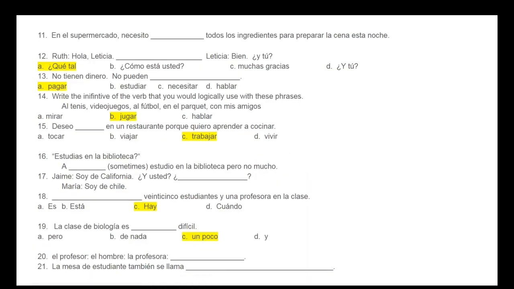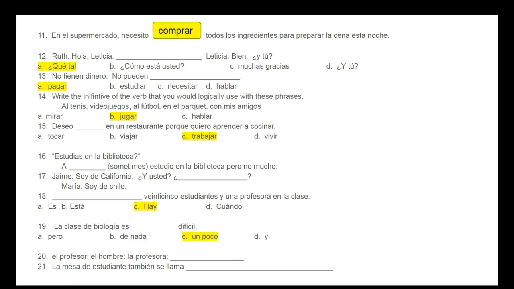En el supermercado necesito blank todos los ingredientes para preparar la cena esta noche. At the supermarket, I need blank all of the ingredients in order to prepare the dinner for tonight. Comprar, I need to buy.